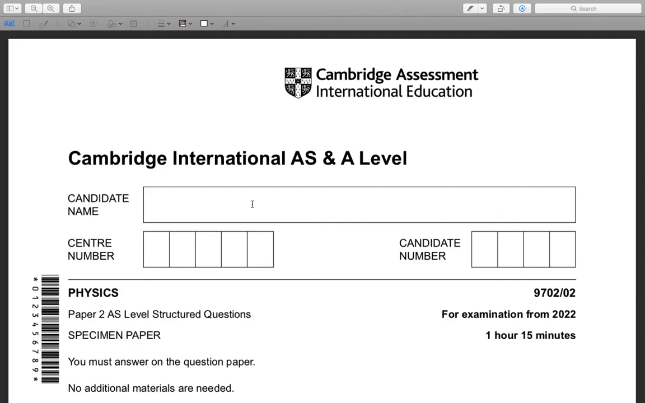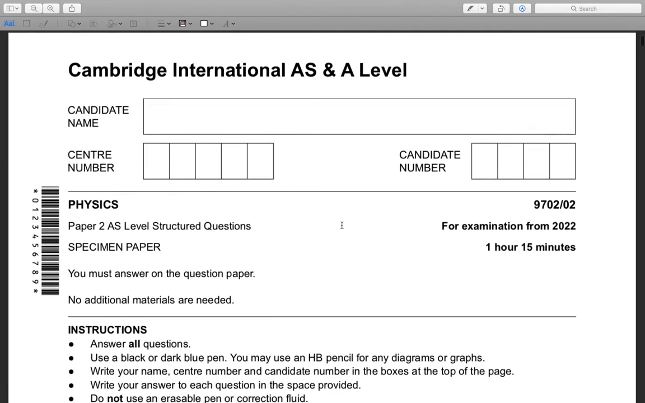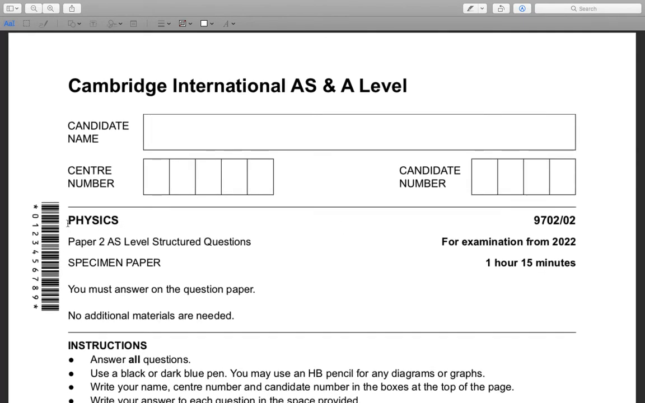I'm going to show you something regarding problem solving in Cambridge International AS Level and A Level for Cambridge Assessment International Education. Yes, the subject is physics. Paper 2, AS Level structured questions. This is 9702/202. We have 1 hour 15 minutes here.